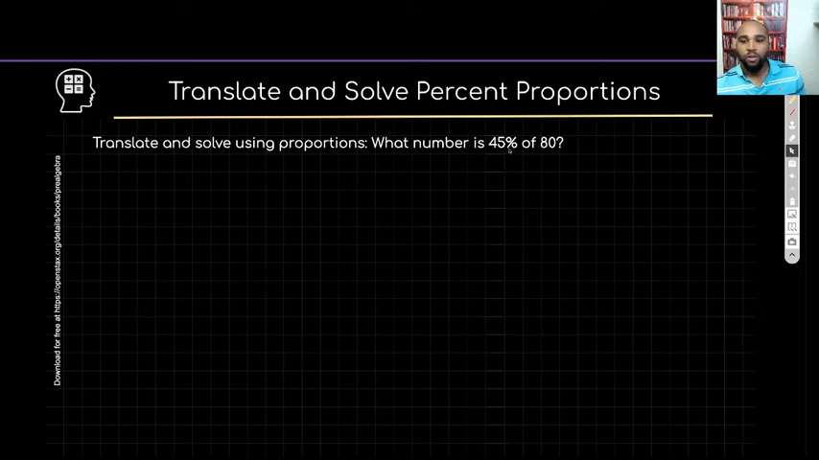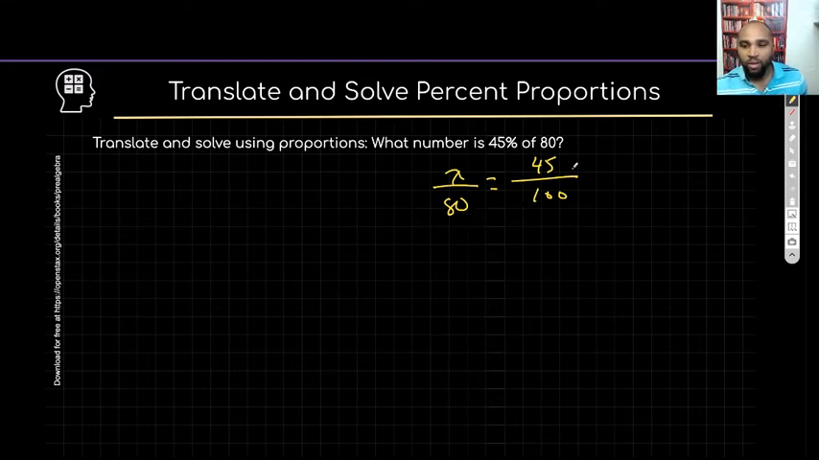All right, what number is 45% of 80? Again, the setup is the most important part. 100%, 45% of 80, and we don't know that. Is there an easy way to look across and look for a factor? No, we can't see a factor going from 45 to 100, because I can't multiply by a whole number and get that answer. So I'm just going to go ahead and do it the cross multiplying way.